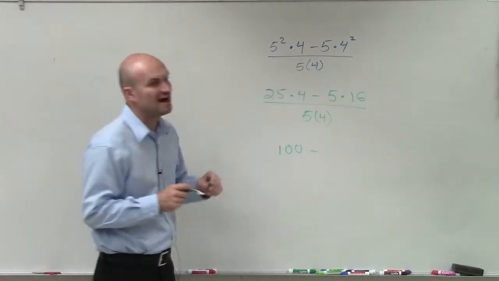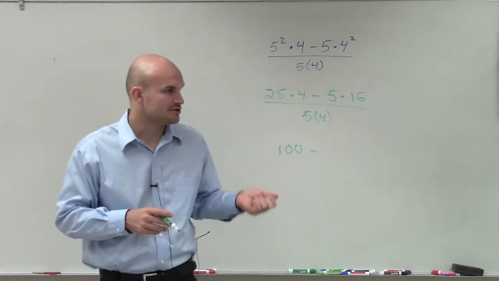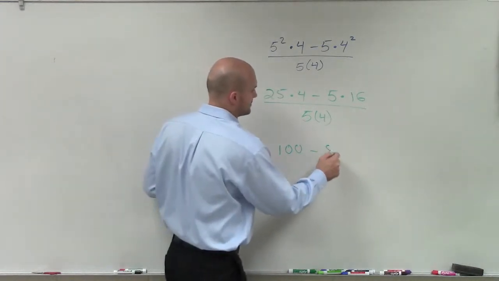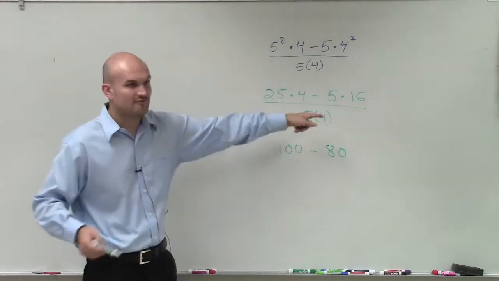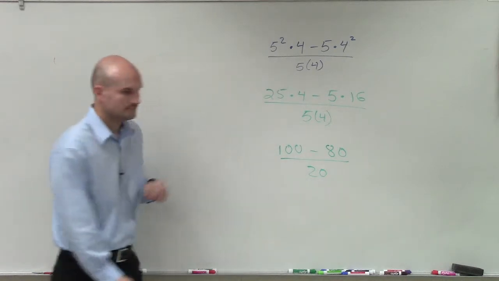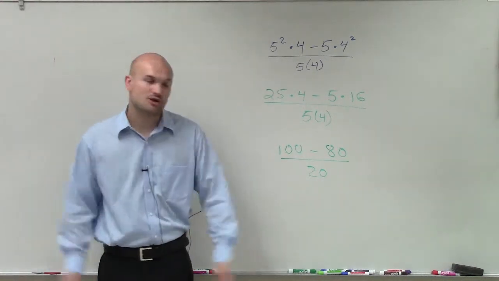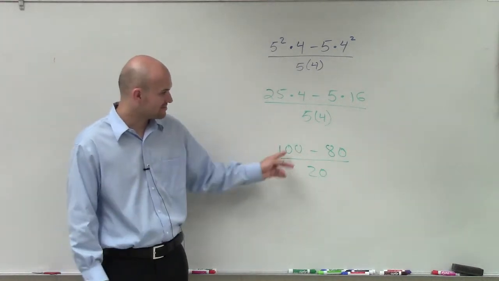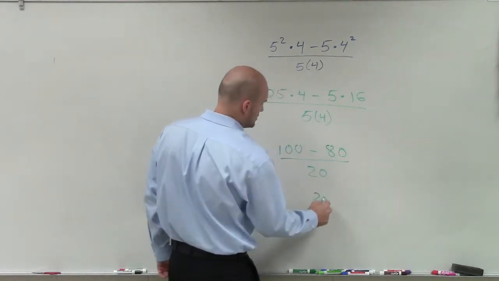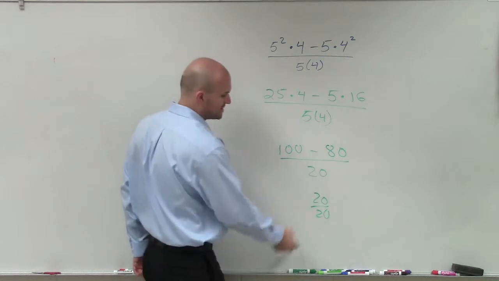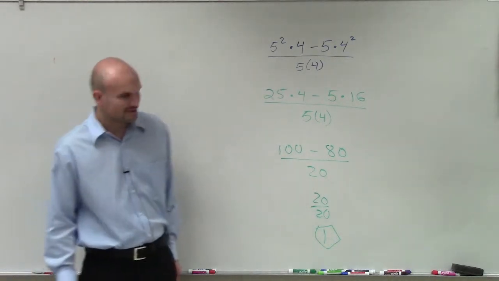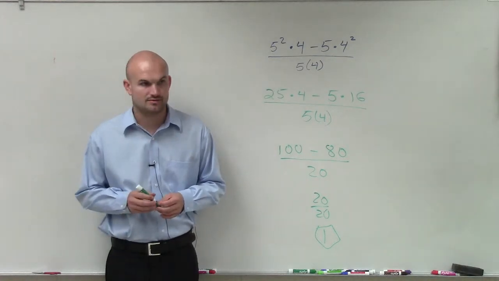minus, and then I have 5 times 16. So 2 times 16 would be 32, 64, which would be 80. And then 5 times 4 in the denominator is 20. Right? Now we do our subtraction. So I can do my subtraction up top. So 100 minus 80, which is going to be 20. So I have 20 over 20, which we know simplifies down to 1. And that's a horrible little box, but you can see that is going to be our simplified answer.